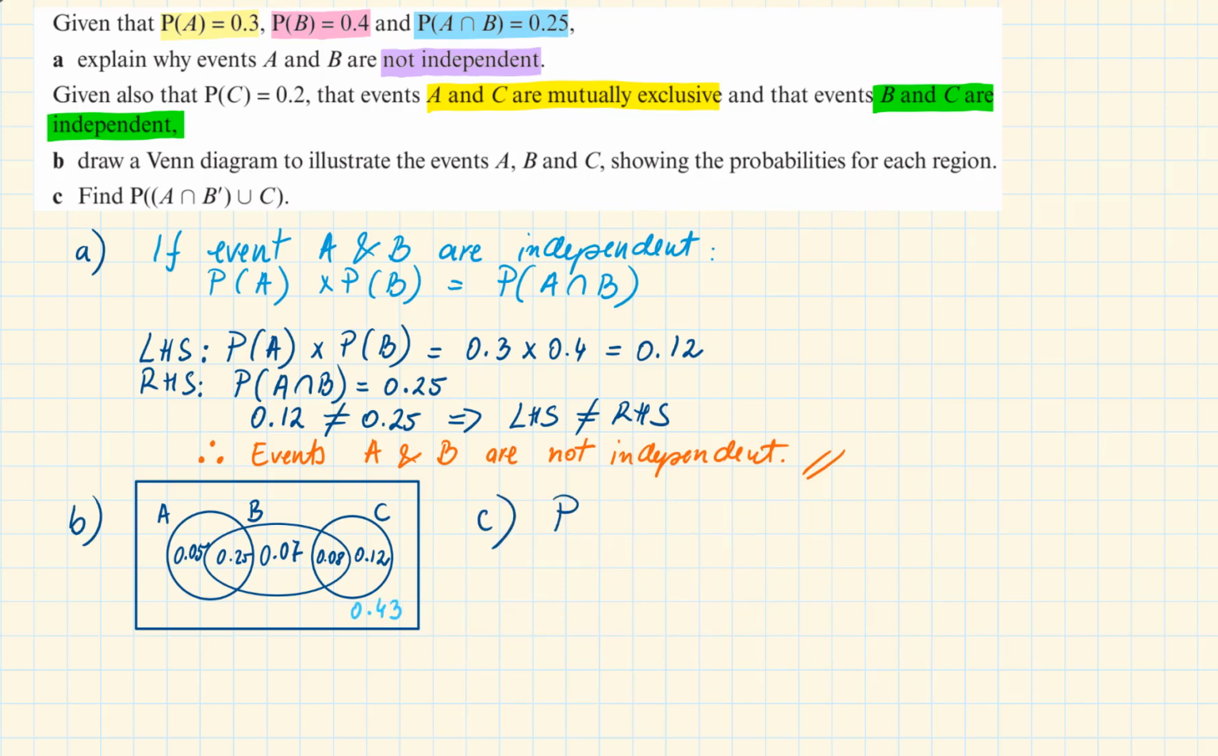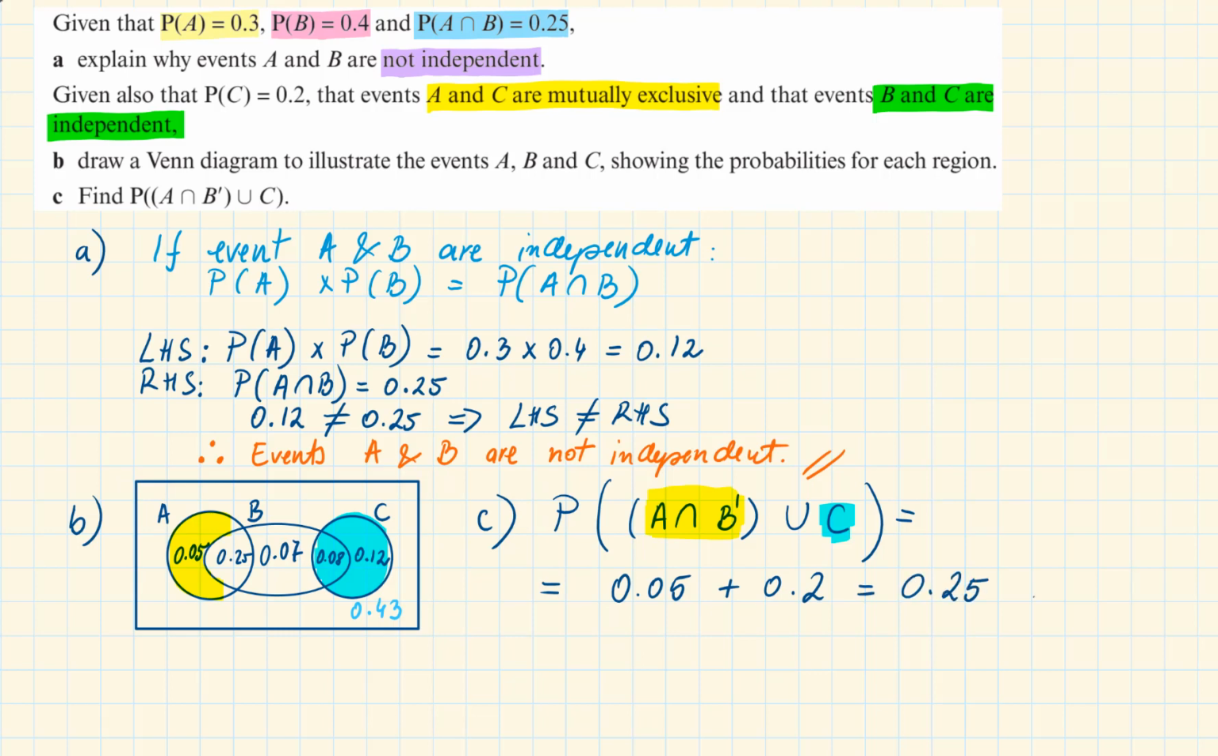For part C, we need to find the probability of A intersection B not happening, union C. We will start with the inner bracket, A shaded in yellow, C shaded in blue. We can see that their union is their sum. There is no overlap for us to subtract. So the answer is 0.05 plus 0.2 equals 0.25.